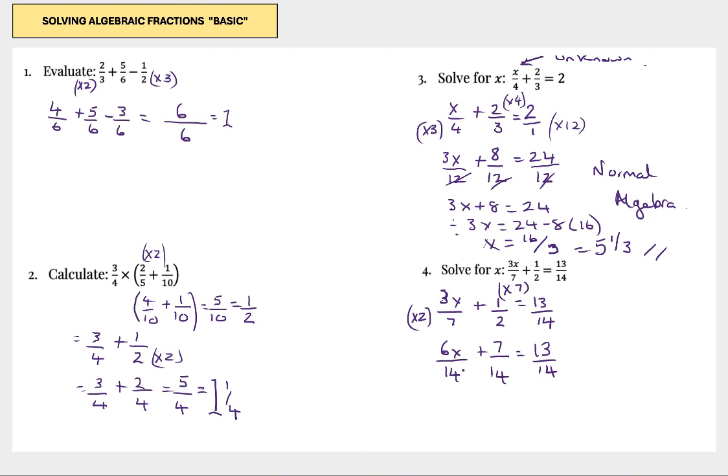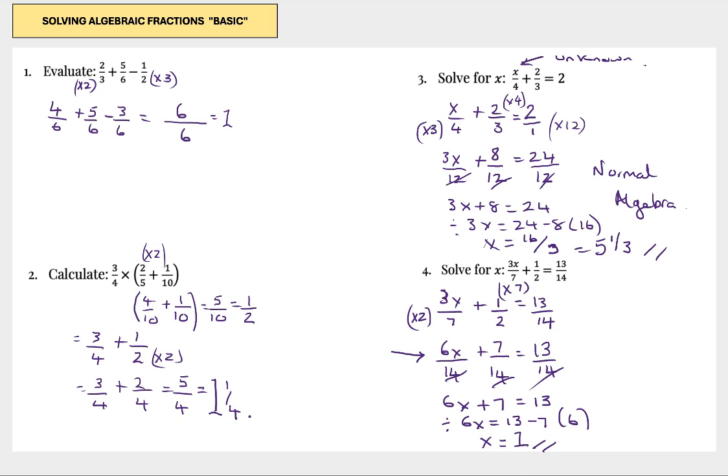Okay? Can you see what's happening? So this line of numerators is going to be our equation. So I'm going to get rid of those. So now I've got 6x plus 7 equals 13. 6x equals 13 minus 7, which equals 6. And then we're going to divide 6 by 6. So our x for this question equals 1.